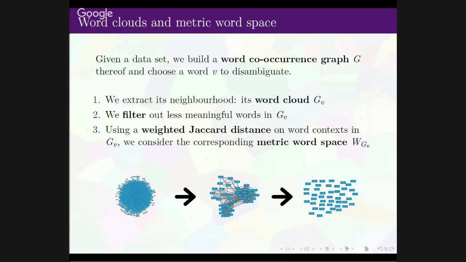We are graph-based. We start from a word co-occurrence graph, and we choose a document, and then we choose a word B to disambiguate. Then we go from global to local, extracting its neighborhood from the graph, its word cloud. Then we filter out unnecessary words, like, for example, stop words or very, very common words. And then we use a weighted Jaccard distance defined on word contexts to pass from the graph to a metric space representation of the word set.